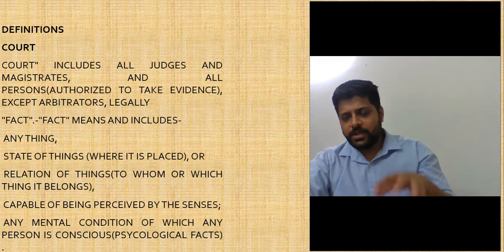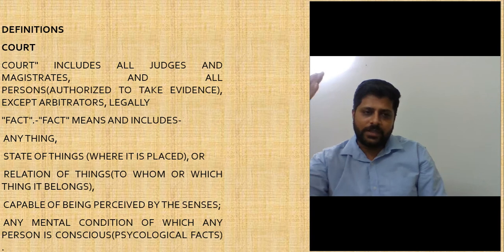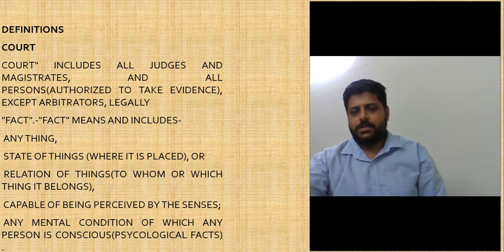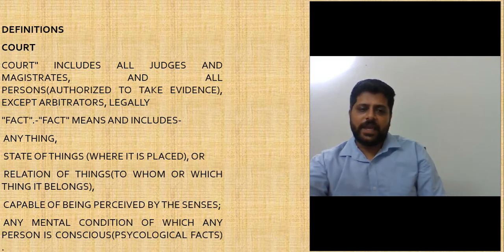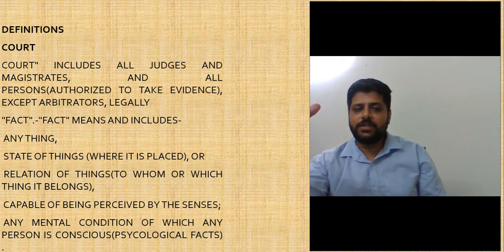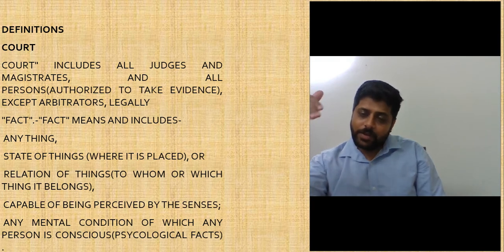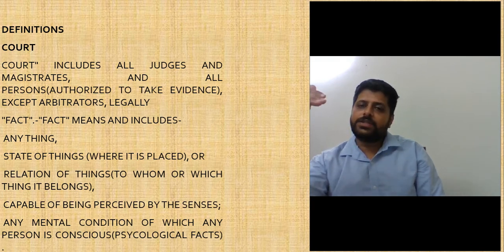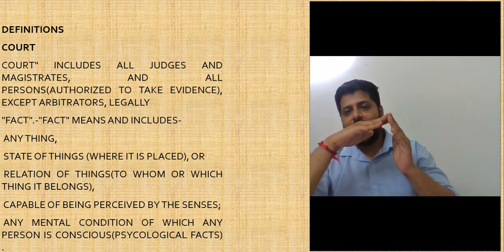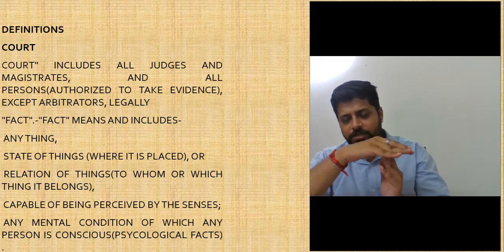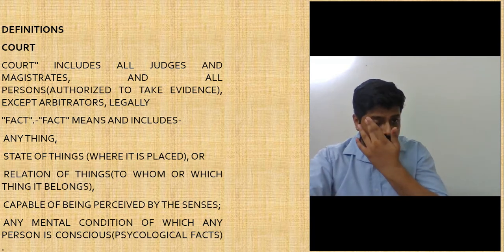Relation of thing, it talks about the relation, whether the particular thing belongs to that particular person, or whether that particular object belongs to that person, and it being capable of being perceived by the senses. And the last thing, you'll see that any mental condition of which the person is conscious. The mental condition, why has it been taken as a fact? Because what was the mental condition of the person while doing that particular act or that particular crime, what was the mental condition of that person? I hope you must have got the definition of fact.